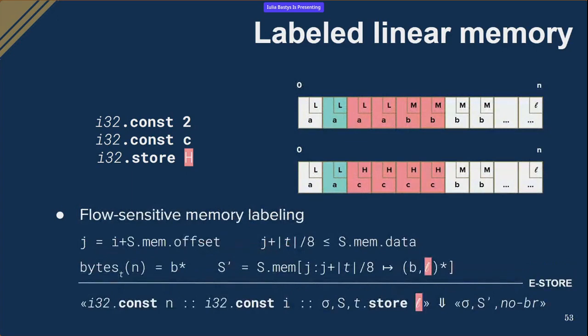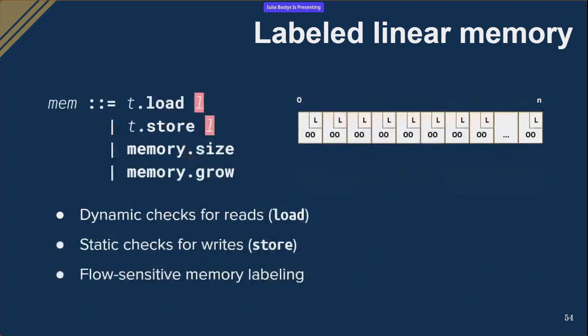And writing also overwrites. So we have a flow sensitive memory labeling. When we write, we also update the labels in the memory. So assuming that we had this labeling of the memory prior to executing this program, then at the end we are going to have this new memory labeling. This is a brief summary of what changes we have in the memory. So we employ dynamic security checks when we read, we have static security checks when we write, and we have flow sensitive memory labeling.